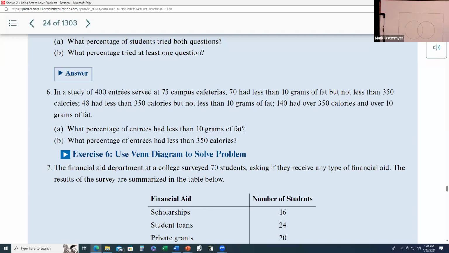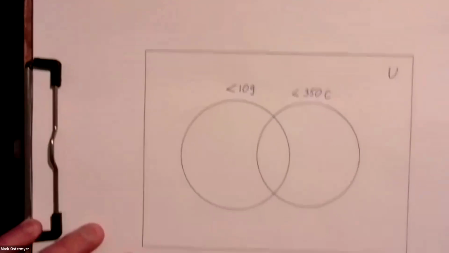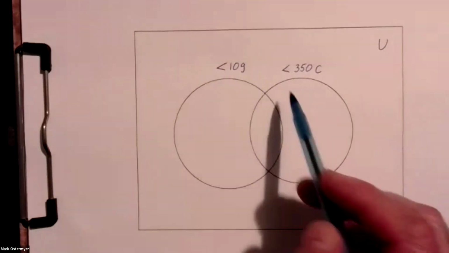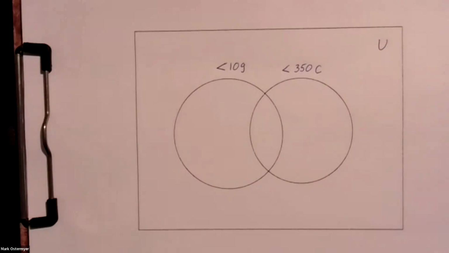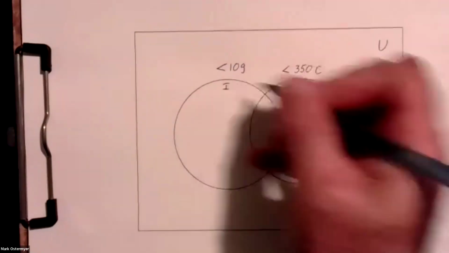In a study of 400 entrees served at 75 campus cafeterias, 70 had less than 10 grams of fat, but not less than 350 calories, 48 less than 350 calories, but not less than 10 grams of fat. Okay, so I'm going to have two circles. One that's less than 10 grams of fat, and the other circle is less than 350 calories. And then I've got my universal set out here. I'm thinking my Venn diagram might be built like this for this problem. Does anybody see that differently or not? Let's see if we can begin to populate this now.